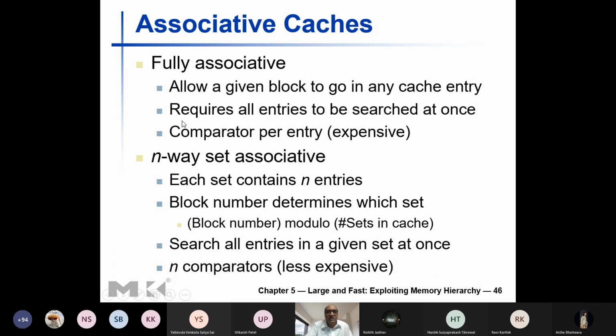But the problem here is that in a fully associative cache, since any block in main memory can go anywhere in the cache, when you want to search for a particular block, you have to search all entries. Whereas earlier, because of that restriction, the cache maintains an index. Based on that index, you can directly go to a particular cache location and check it with a tag, whether the block is the desired block or not. But here it's not the case. Here you have to check all the entries.